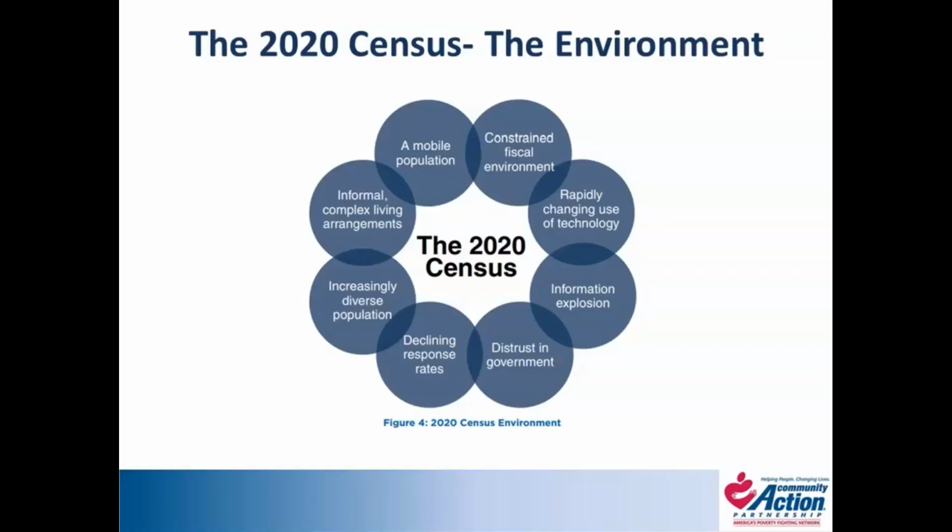Okay, so let's go back to the environment. Mobile populations, that's a problem. Rapidly changing use of technology is also a double-edged sword. It's more convenient and more environmentally friendly to push people to the website to fill out their census forms. You don't have to rely on the mail. But then you have to get people to cut through the clutter and actually go online and find it.